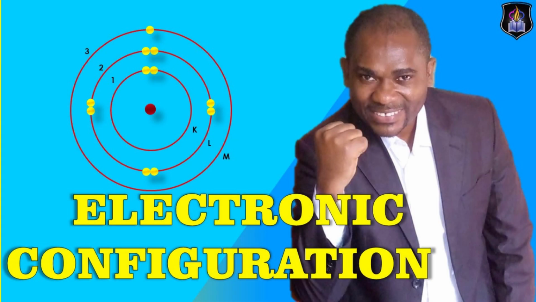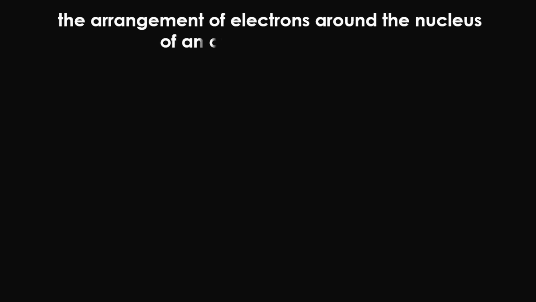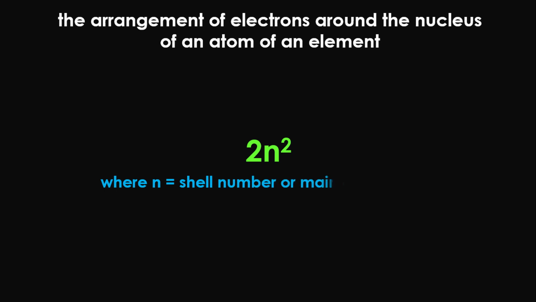In our tutorial on how to write the electronic configuration of the first 20 elements using the KLMN notation, we learned that electronic configuration is simply the arrangement of electrons in an atom. We also learned that the maximum number of electrons that can be accommodated in a given shell or energy level of an atom is given by the formula 2n squared, where n is the shell number or the main energy level.